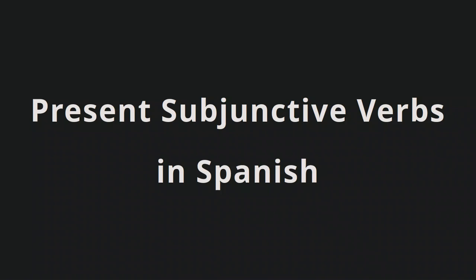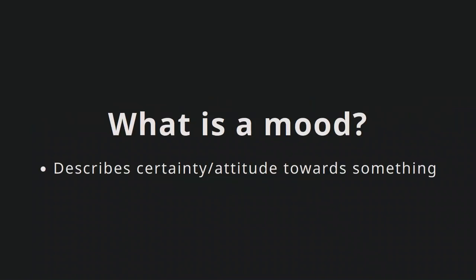Today we're going to be talking about present tense subjunctive verbs in Spanish. So first let's talk about what is a mood. You may be familiar with the idea of a tense because that has to do with time. However, verbs often conjugate for more than just the time and the person and the number that they're describing, but also for the mood. Mood in language basically describes certainty or attitude towards something.